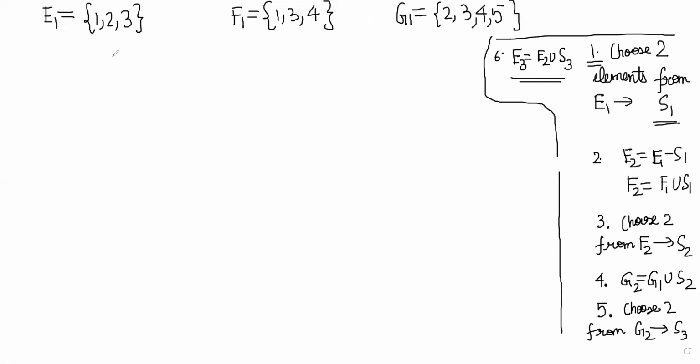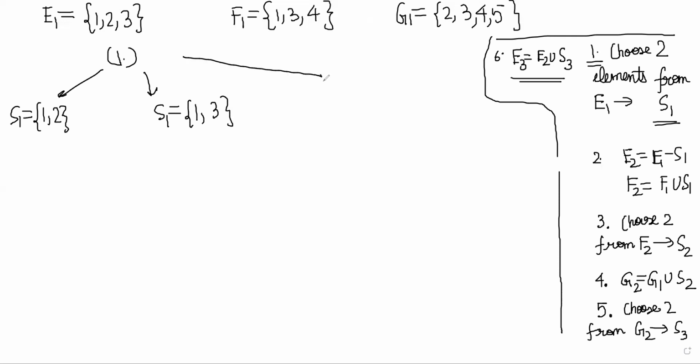Okay, so this is step 1. To choose two elements from E1, S1 could be 1 comma 2, S1 could be 1 comma 3, and S1 could be 2 comma 3, right? These are the three paths, right? I hope everyone is understanding. I'm dividing my problem into a tree diagram and I'm saying I have done the first step. I have chosen two elements from E1 and I'm calling that S1, right?